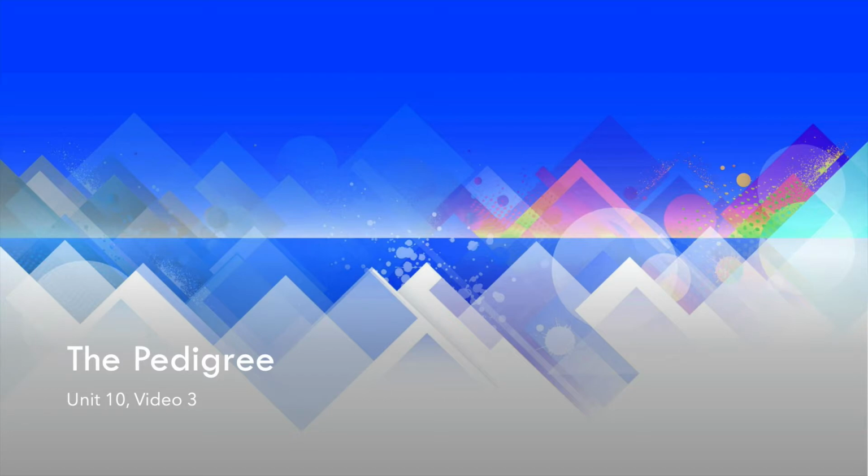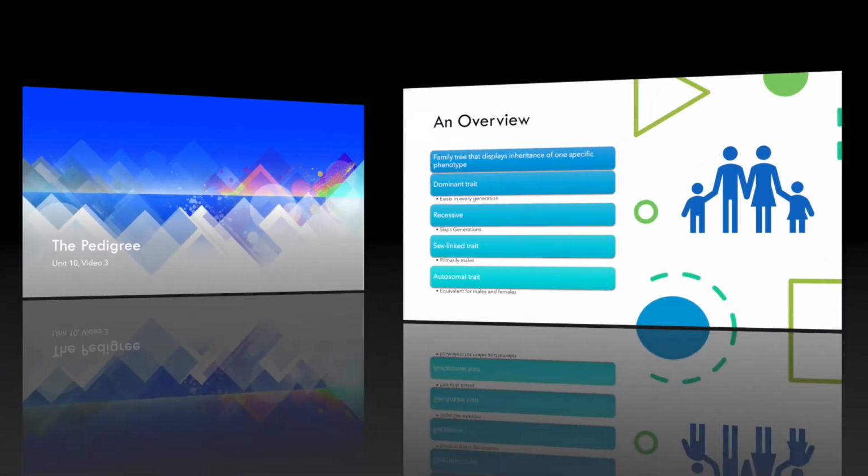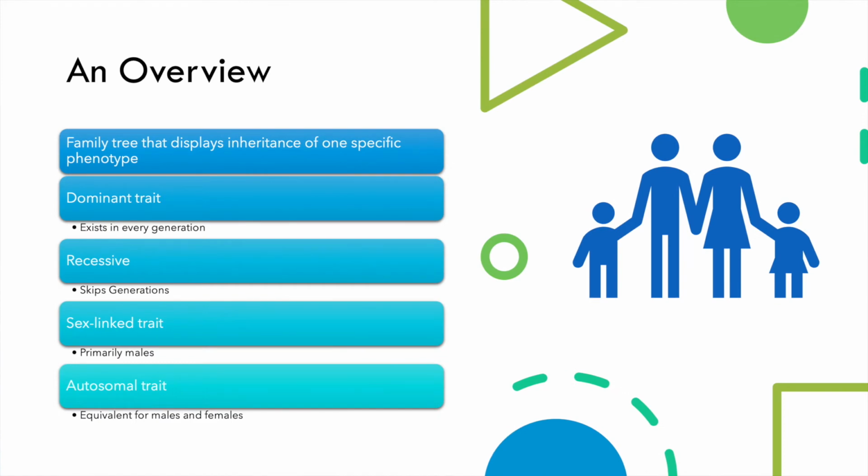In this lesson, we will go over the pedigree and human genetic disorders. The pedigree is a family tree that shows the relationships between parents and children over generations and displays the inheritance of a specific phenotype. A few things to keep in mind are that if it is a dominant trait, it exists in every generation. If it is a recessive trait, it skips generations.